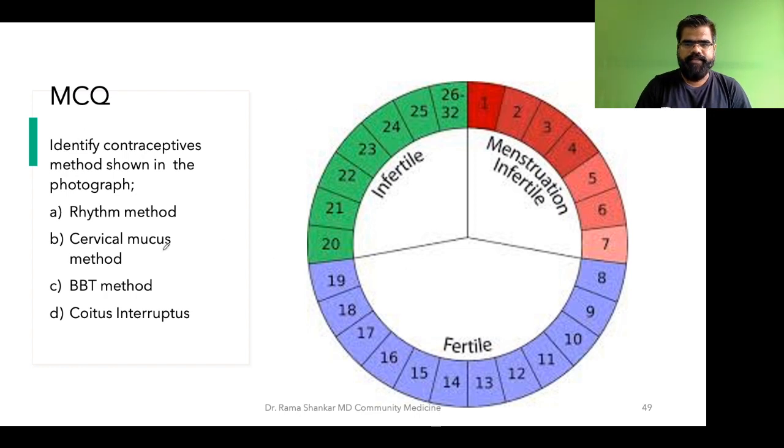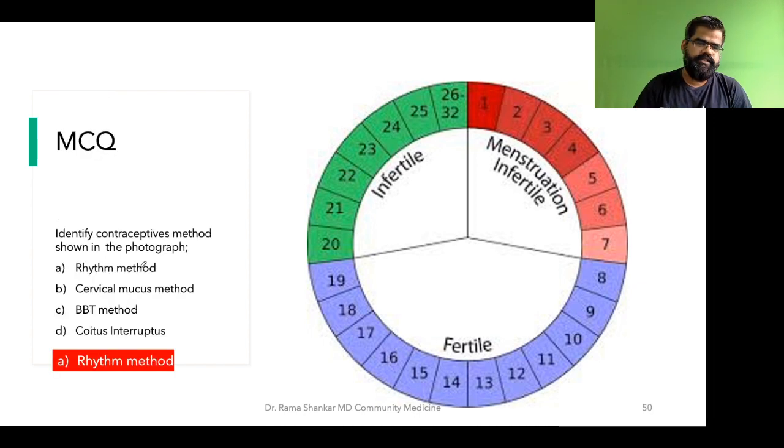Now identify this. Identify the contraceptive method shown in the photograph. Is it the rhythm method, cervical mucus method, basal body temperature method, or coitus interruptus? What do you think? Whenever such a thing comes, students, the answer to this question is the rhythm method. But let's try to understand what exactly this means.